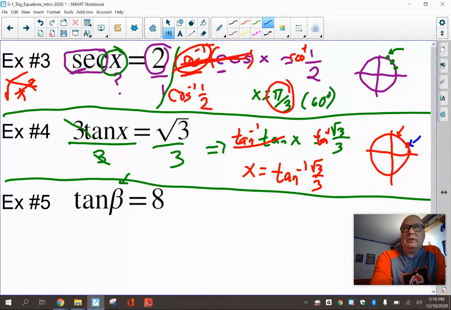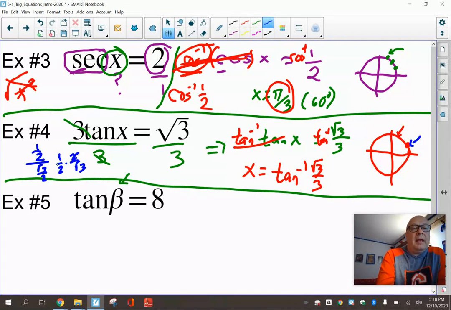So tangent is sine over cosine. The sine of pi over 6 is 1/2. The cosine of pi over 6 is radical 3 over 2. So then I could change this to 1/2 times 2 over radical 3, and then those 2's cancel. So I end up with 1 over radical 3, and if I rationalize the denominator, it is the square root of 3 over 3.